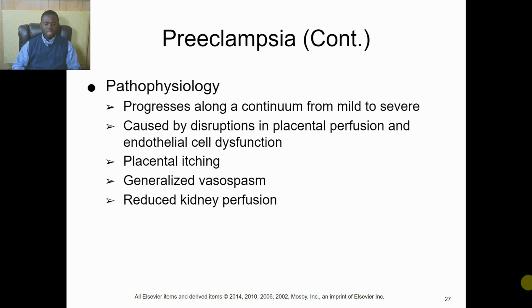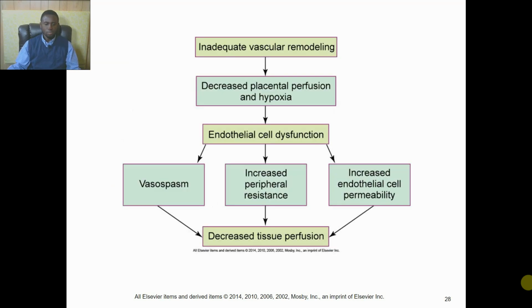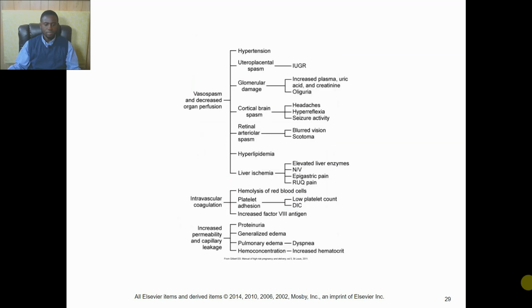So preeclampsia progresses along a continuum from mild to severe, as we've already looked at the various classes, and is caused by disruptions in placental perfusion and endothelial cell dysfunction. This can also cause placental ischemia and generalized vasospasm, which will give the seizure activity, and reduce kidney perfusion, which will cause the acute kidney injury. So this is the cascade of how preeclampsia develops into eclampsia.